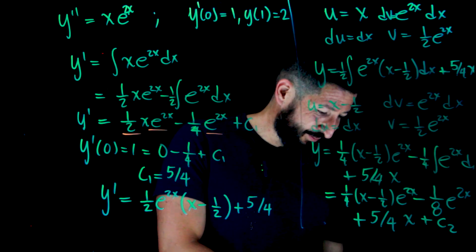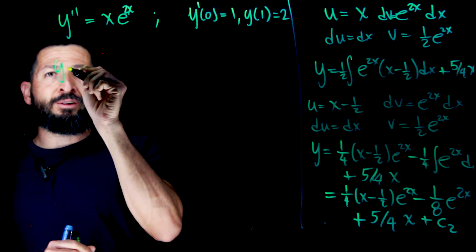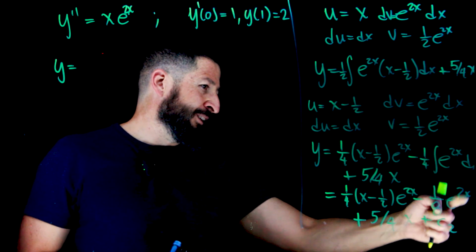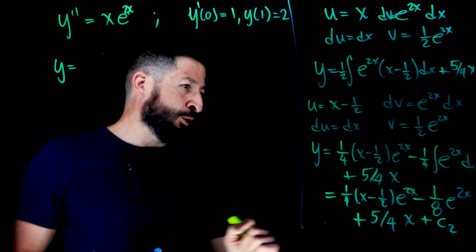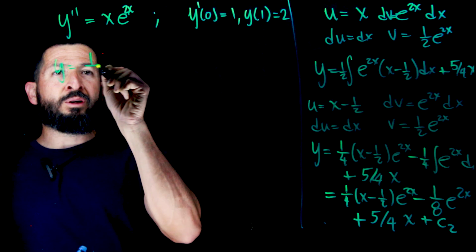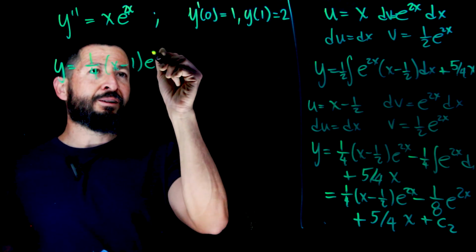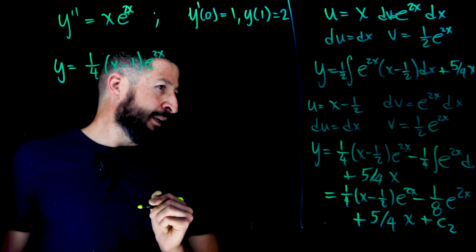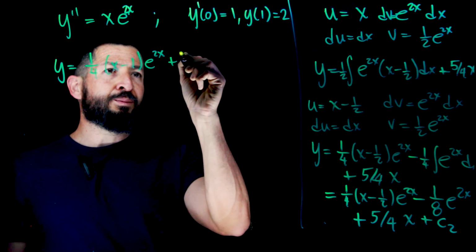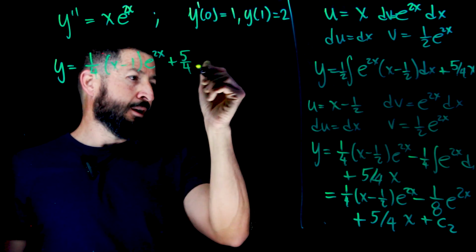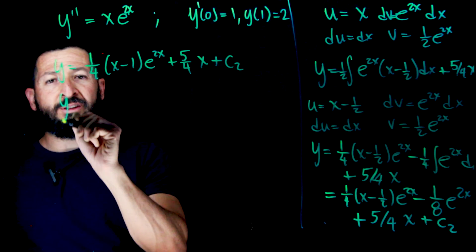I'll be right back. All right, so let's go ahead and simplify this a little bit. So y is going to be equal to, I want to factor this term, move it in here. So it's going to be a 1/2 minus a 1/2 is going to become a minus 1. So it's going to be a 1/4 of x minus 1 e to the 2x. And then I'm going to have the plus 5/4 of x plus c2.